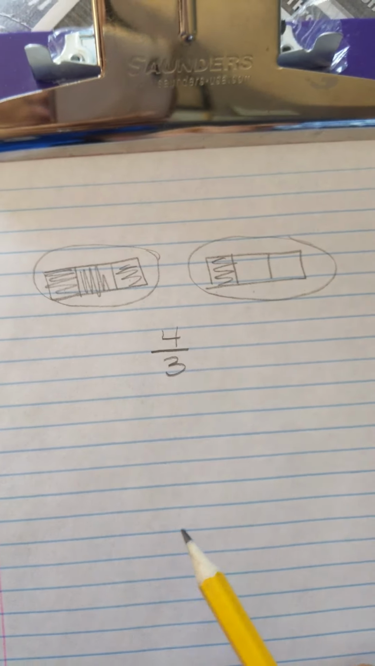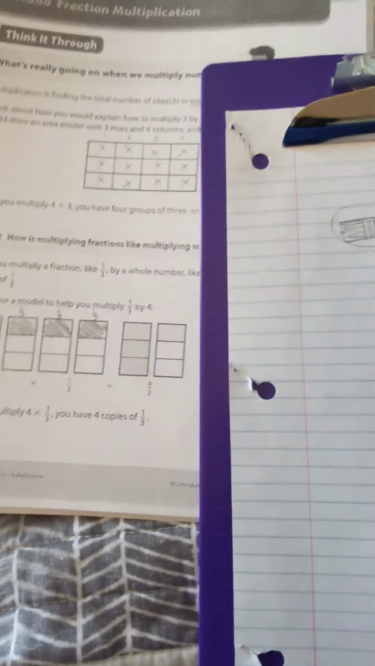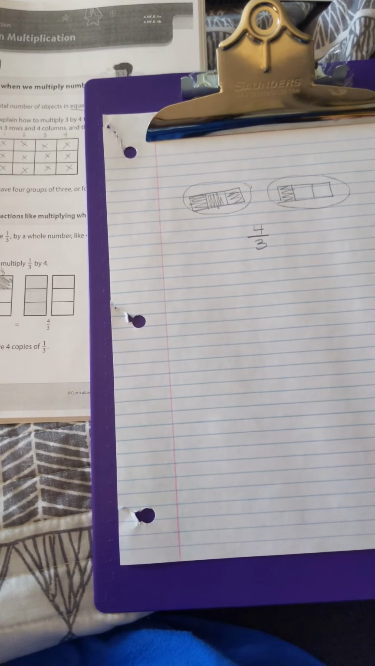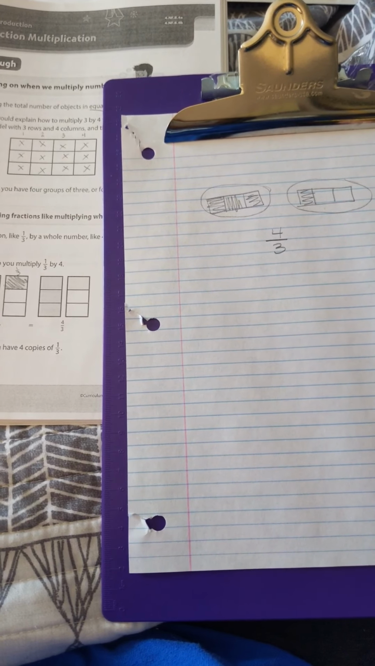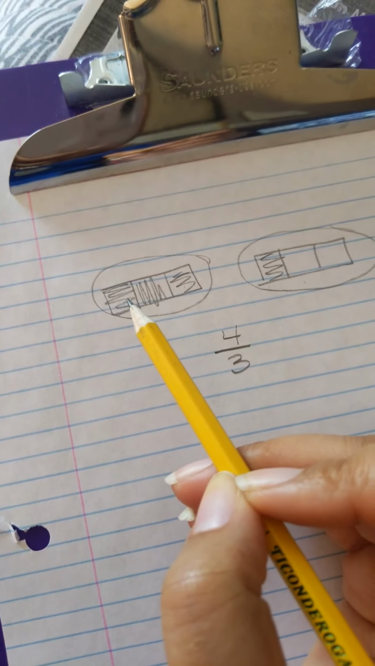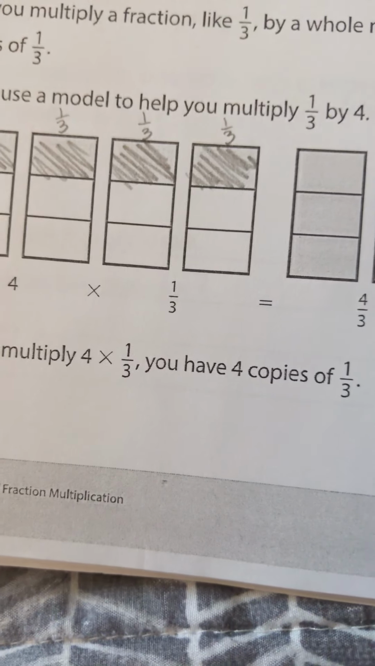Okay? So when we're looking at this problem, all they did is rearrange it a little bit differently. But the fact still remains the same. We took 1/3, 1/3, 1/3, 1/3, and we did it 4 times. Okay? Now, when we set that up, it's going to look something like this.